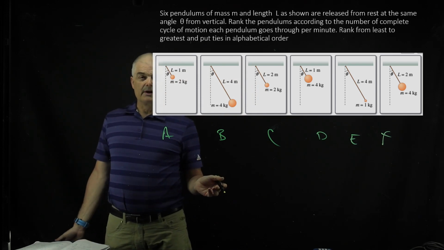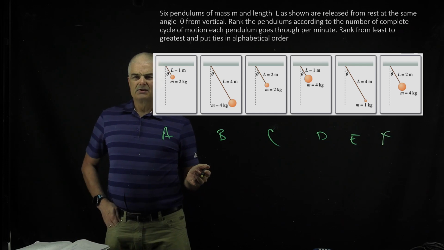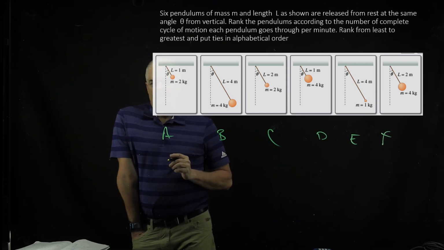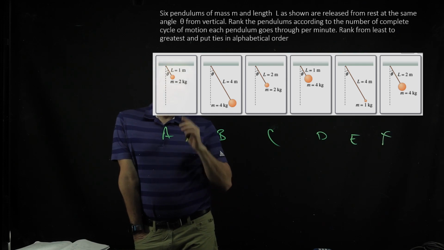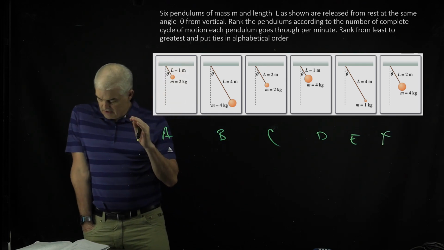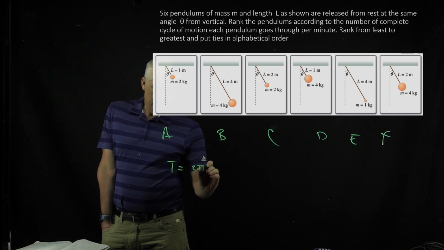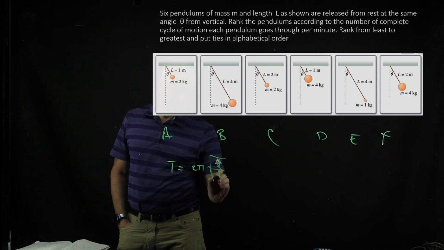You're trying to say rank according to the number of complete cycles of motion each pendulum goes through, rank from least to greatest. You're trying to find what? Rank the pendulums according to the number of complete cycles of motion each pendulum goes through. So they're looking for the change in the period. So T is 2 pi square root of L over g.